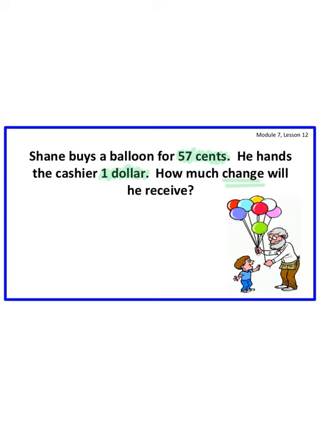So when you're paying for something, sometimes you don't have exactly 57 cents to give to the person taking the money. Sometimes you just have $1. But if the thing only costs 57 cents and you're giving them $1, you're giving them too much. So they have to give you change back. So how much change is Shane going to get if he is trying to buy a balloon that costs 57 cents, but he gives the cashier $1? How much is the cashier going to need to give him back? Think about it. Maybe draw a picture, maybe do some sort of number sentence, something to help you solve it. And then come back and see if we got the same answer.